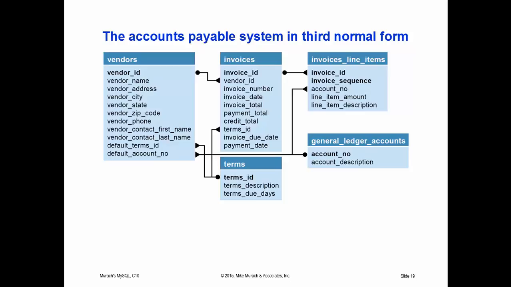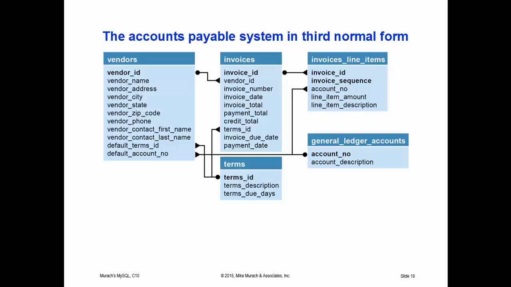In second normal form, every column that's not part of the primary key must depend on all of the primary key. And the third normal form says every non-key column must depend only on the primary key. You'll see examples of these as we go on.